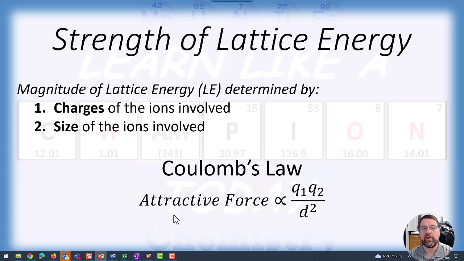Conversely, the size of the ions involved is also going to have an effect on the magnitude, and given that the distance between the ions is in the denominator and it's squared, how big the ions are is going to play directly into what is the length of that internuclear distance. And so the bigger the ions are, the bigger the distance. Well, as your D term increases, especially being squared, that's going to have a diminishing effect on the attractive force.